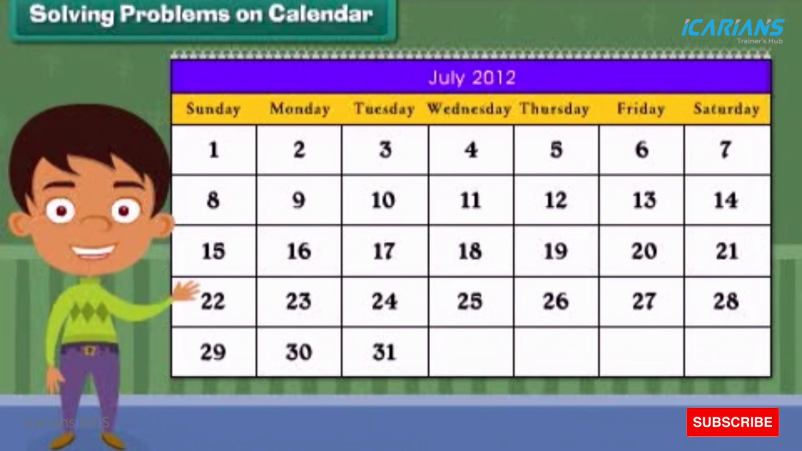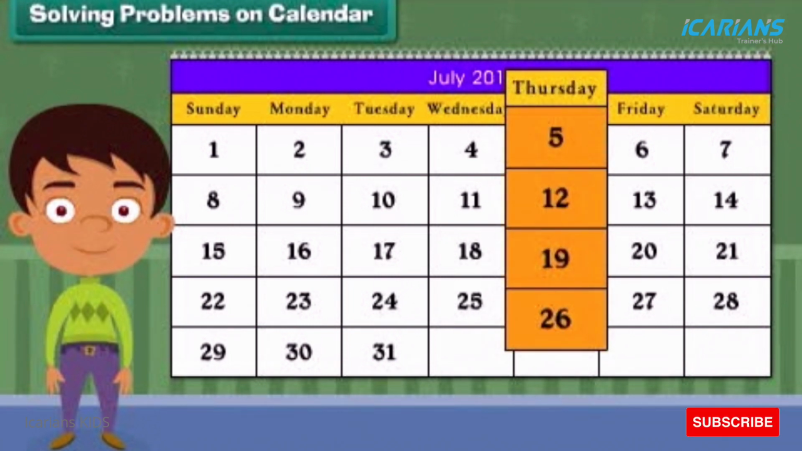What is the date on the second Saturday? It is 14th July. Is the 21st a Sunday? No, it is not a Sunday. It is a Saturday. How many Thursdays are there in this month? Yes, there are 4 Thursdays in this month.